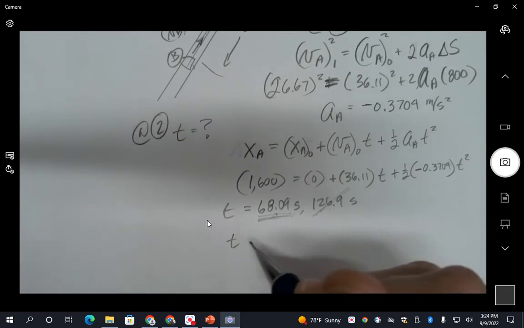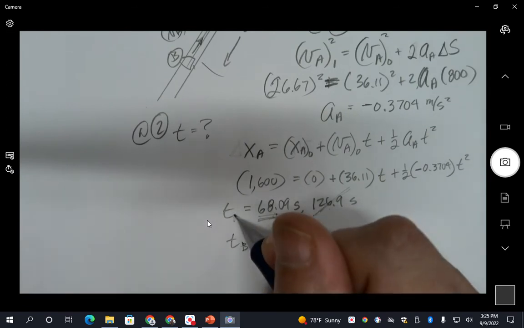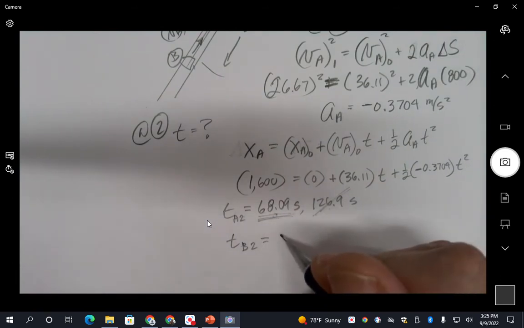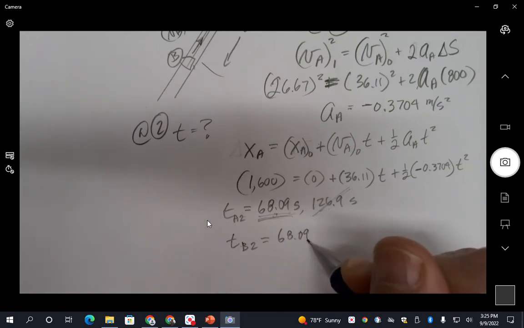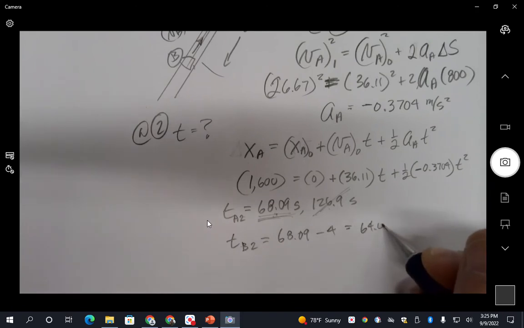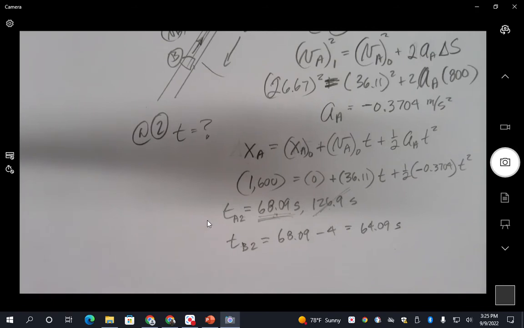so the time for the car, let's call him B, at 2, right? So this is really kind of B at A's time 2. That's what we just solved for. So he's going to be 68.09 minus 4, so 64.09 seconds.